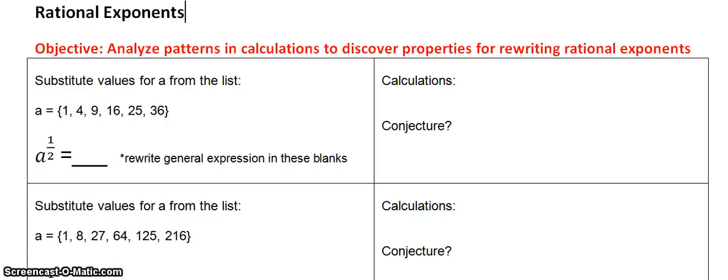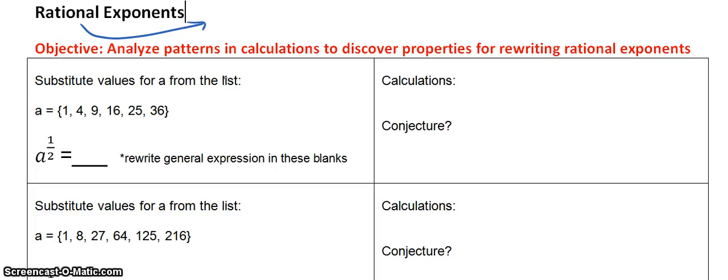Hi everyone! The goal of this video is to teach you about what's called a rational exponent. Before I can tell you what we're going to do with rational exponents, I want to tell you what a rational exponent really is.